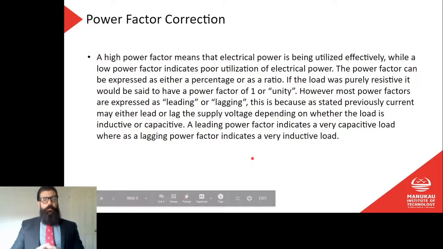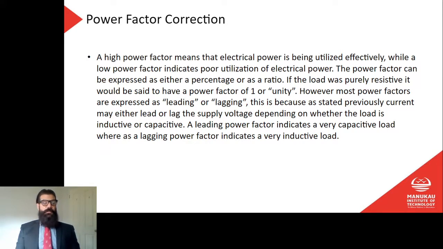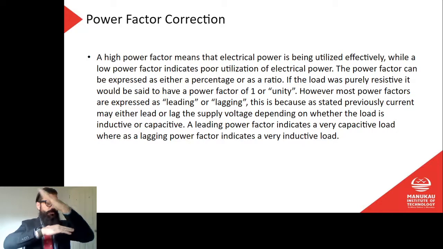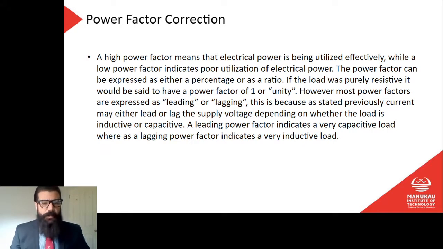A high power factor means that the electrical power is being utilized effectively, so high power factor being close to 1. While a low power factor indicates poor utilization of electrical power. Power factor can be expressed as either a percentage or as a ratio. If the load was purely resistive, it would be said to have a power factor of 1, or unity, because my apparent power and my true power will be the same. I have no phase angle, so my power factor will be 1. However, most power factors are expressed as leading or lagging.